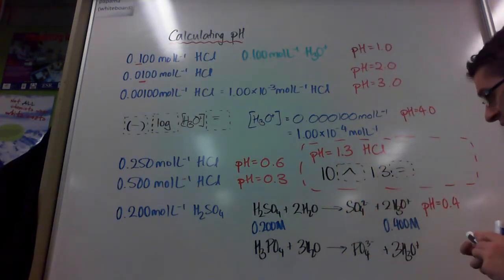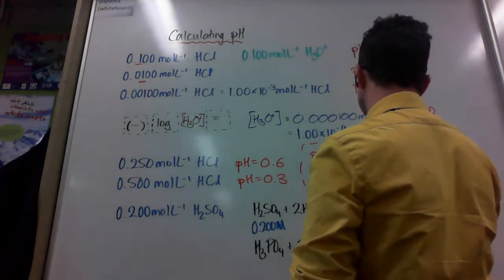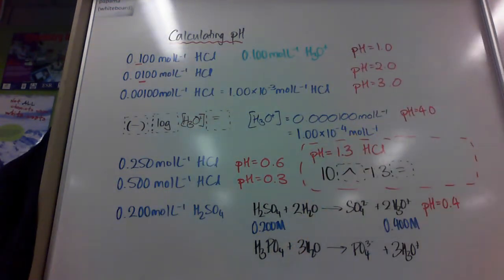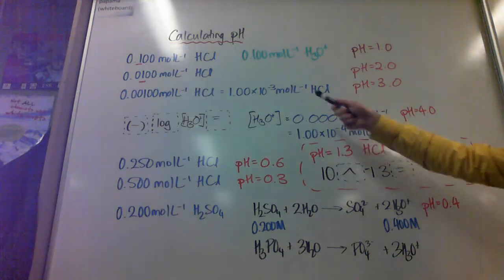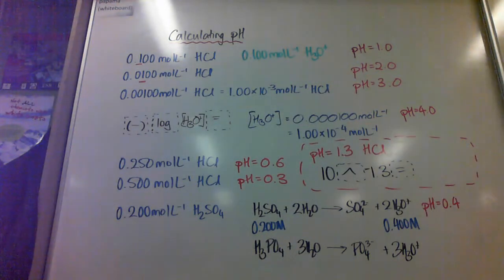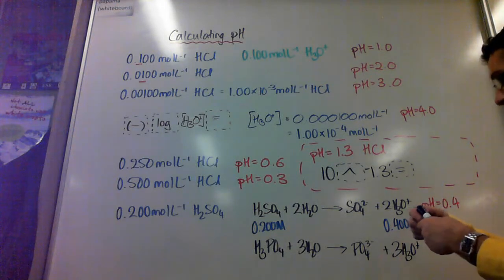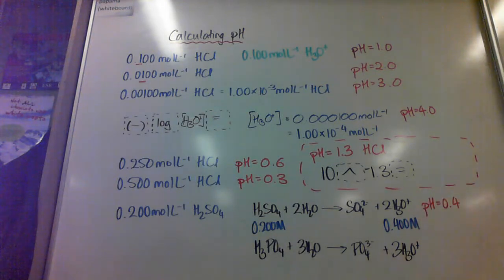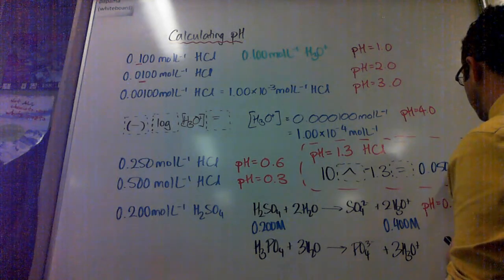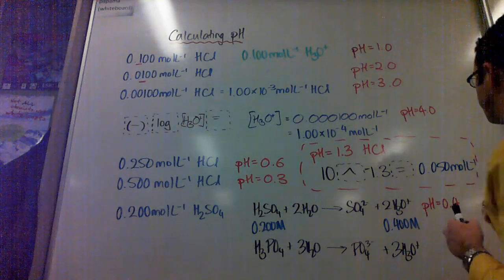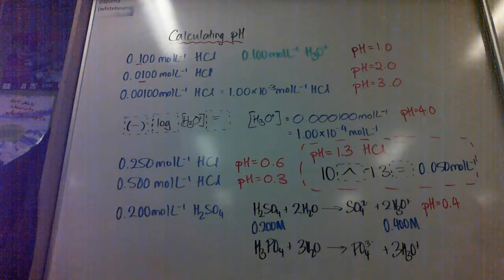1.3 equals, and you'll get your concentration. Sorry, I forgot the negative. Negative 1.3. Sorry, negative 1.3. Okay, because notice these ones have got the negative in them. So 10 to the power of negative 1.3. 0.05. Okay, so we know that it's 0.050 moles per litre. So we can go both ways.